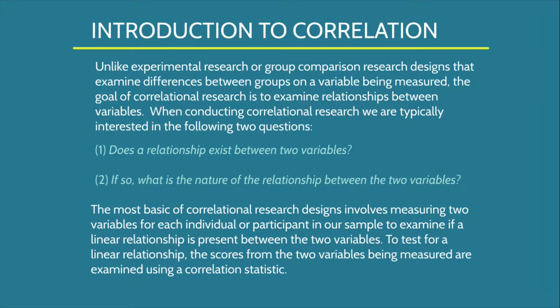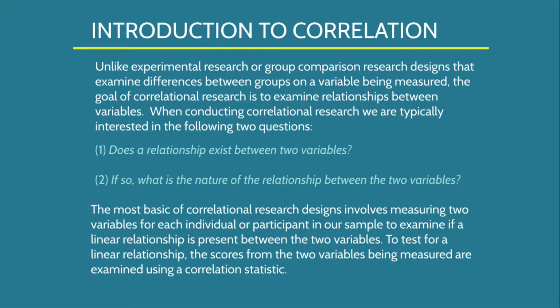Unlike experimental research or group comparison research designs that examine differences between groups on a variable being measured, the goal of correlational research is to examine relationships between variables. When conducting correlational research, we are typically interested in the following two questions. Does a relationship exist between two variables? And if so, what is the nature of the relationship between those variables?